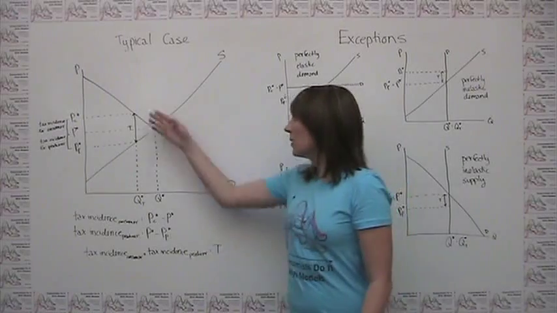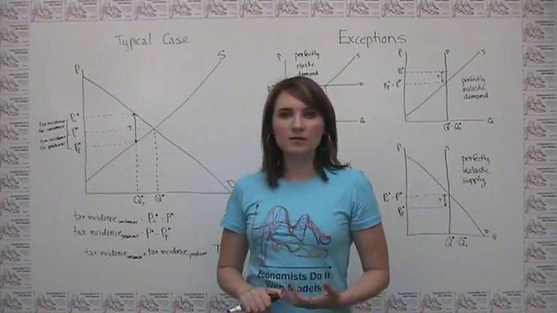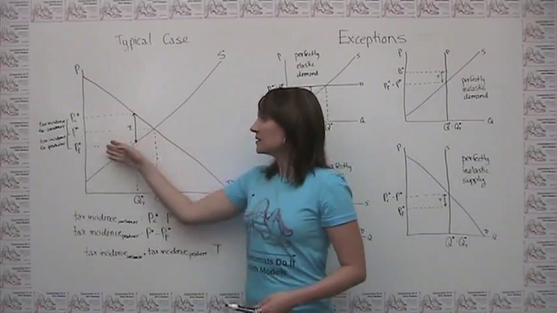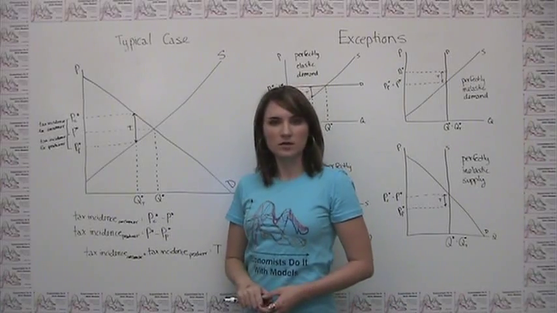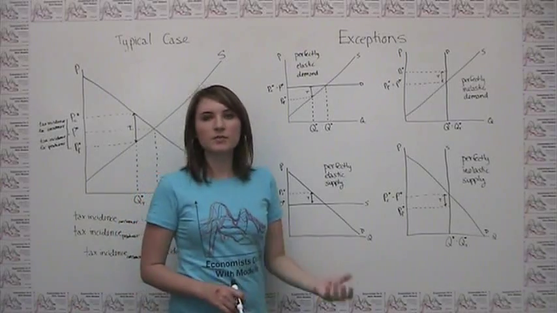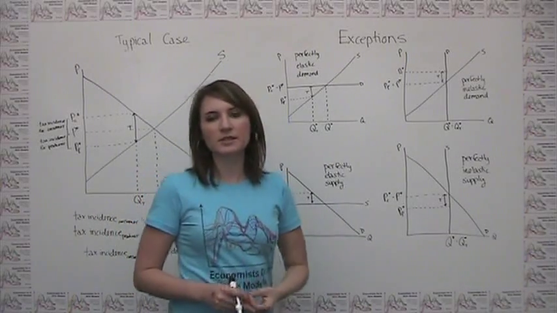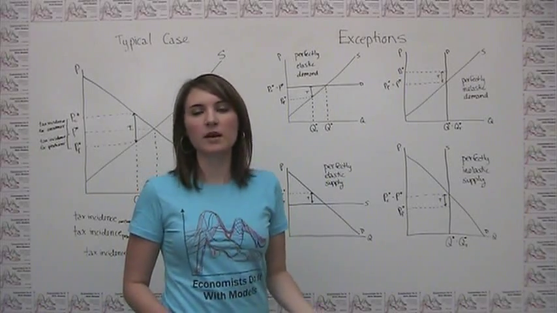So it's important to remember that when we put a tax in place, in the vast majority of cases, some of that tax is going to be pushed on to the consumer and some of it is going to be pushed on to the producer. That said, there are some extreme cases that are the exceptions to this rule that consumers and producers generally share the burden of a tax.